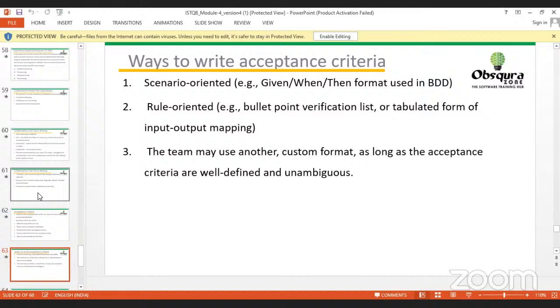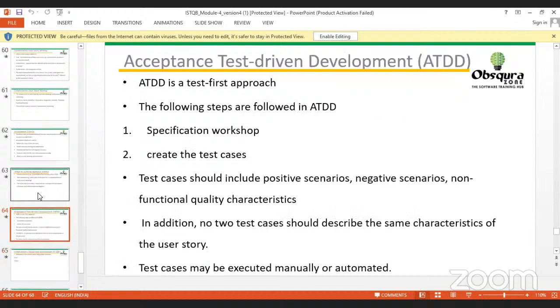Okay, so there are different formats by which we can write this acceptance criteria, and there can be some customized formats also that different users follow. That can also be considered acceptance criteria, as long as they are well defined and unambiguous. Any format you can follow, but mostly we follow the given, when, then format. Now, is it clear this much?